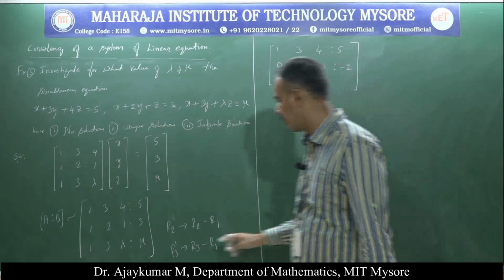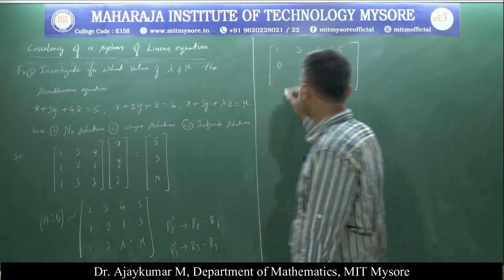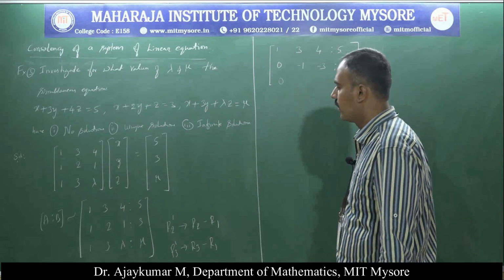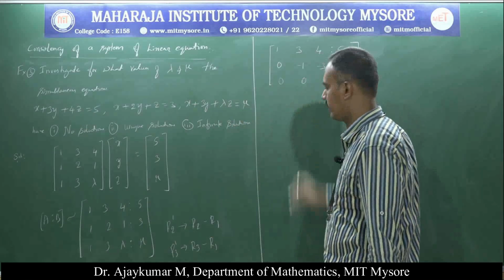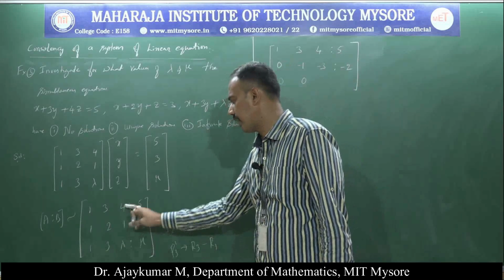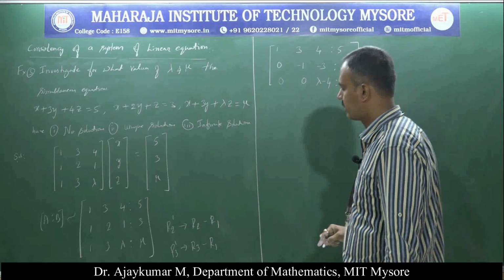Next, okay, the R3 minus R1. R3 minus R1 means here 1 minus 1, right? 0. Now the next row 3 element here, 3 minus 3 here, 0, right? Now the next one, lambda minus 4.